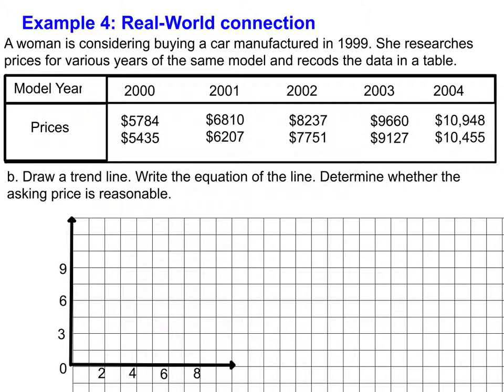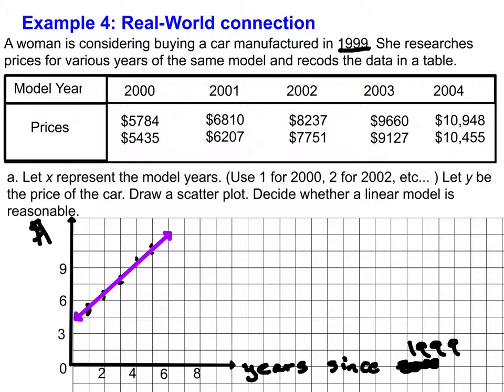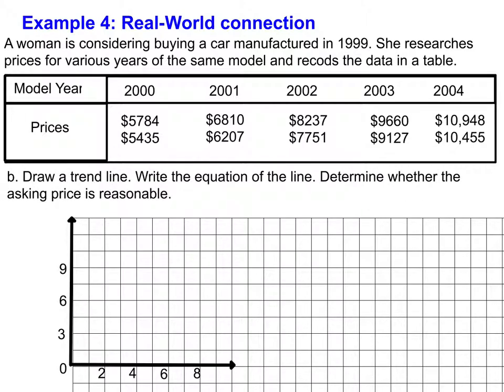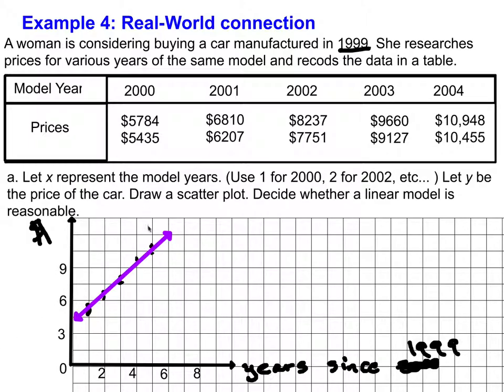It says draw a trend line, write the equation of the line, and determine whether the asking price is reasonable. What was the asking price? I don't see an asking price. I didn't write that information down here, but we're going to draw a trend line, which we've already done. We're going to write the equation of this line, and then determine what would be a reasonable asking price for the year 1999.